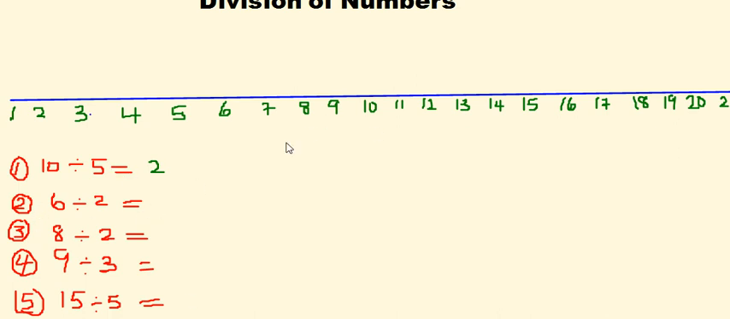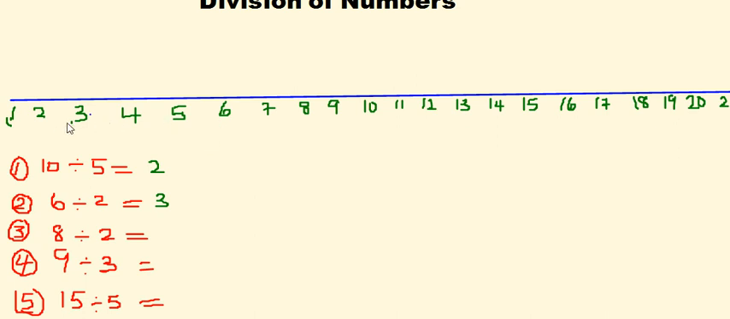6 divided by 2. This is 6. So you count 2 from 6: 1, 2, this is the first one. 1, 2, second one. 1, 2, third one. How many 2s do we have in 6? 1, 2, 3. That's 3. So 6 divided by 2 equals 3.